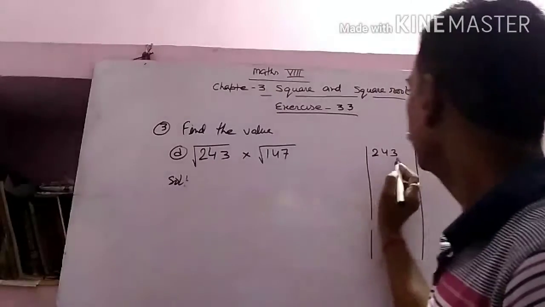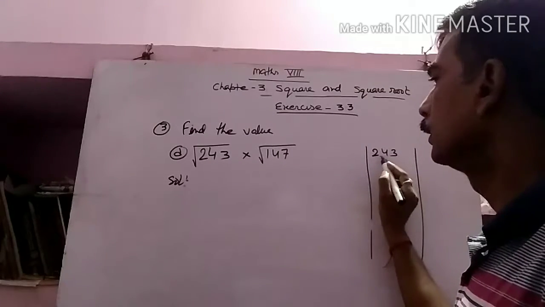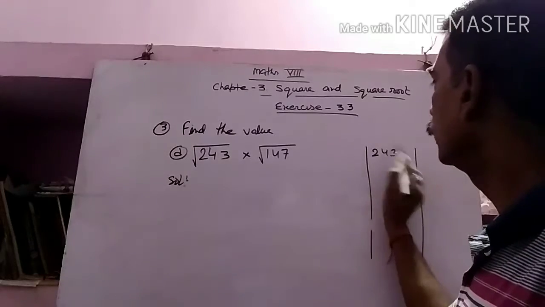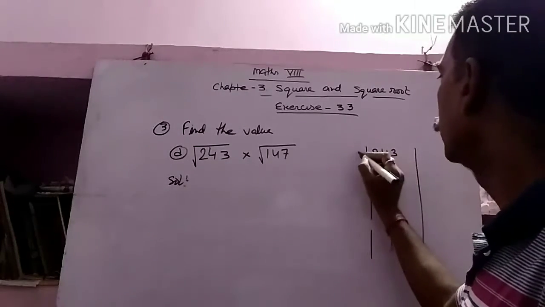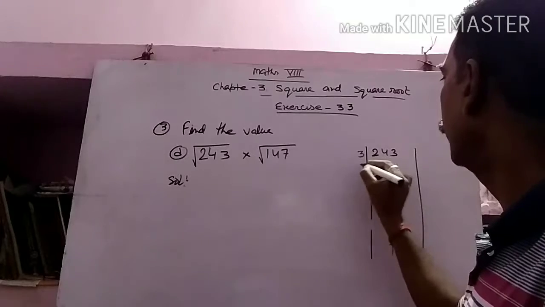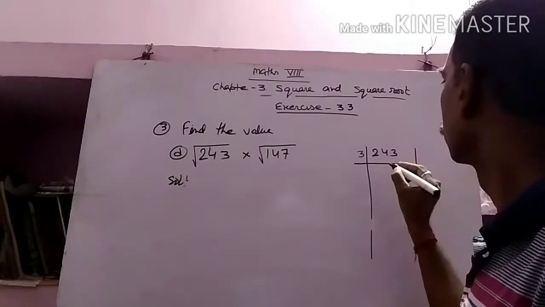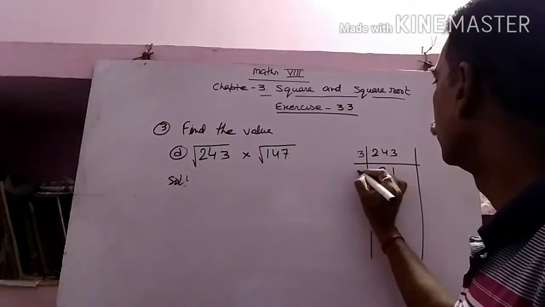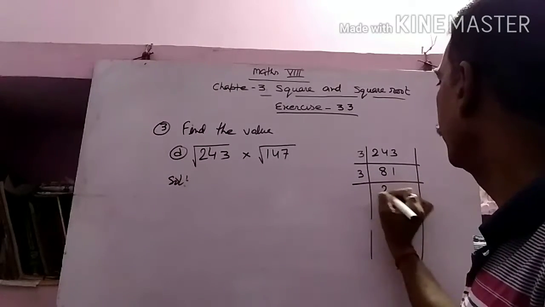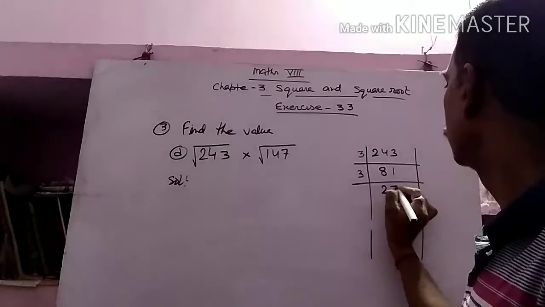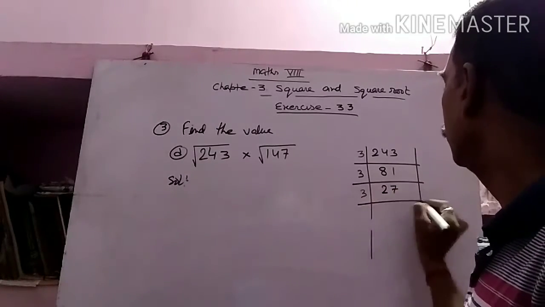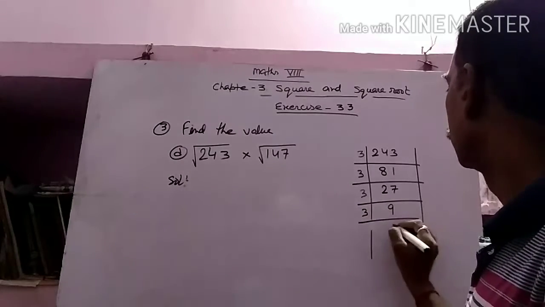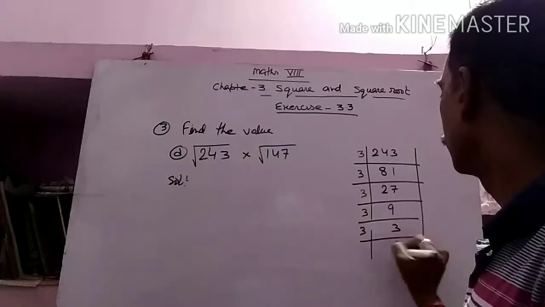The sum of the digits is 2 plus 4 is 6, plus 3 is 9. So 9 is divisible by 3, so this number is also divisible by 3. So it becomes 3 nines are 27, 3 eights are 24, and 3 ones are 3. So 3 twos are 6, 3 sevens are 21, then 3 nines are 27, then 3 threes are 9, then 3 ones are 3.